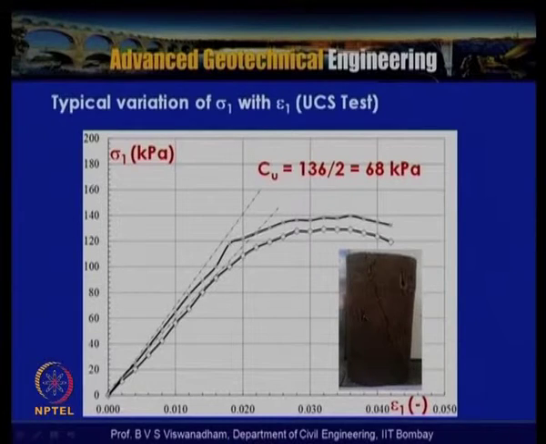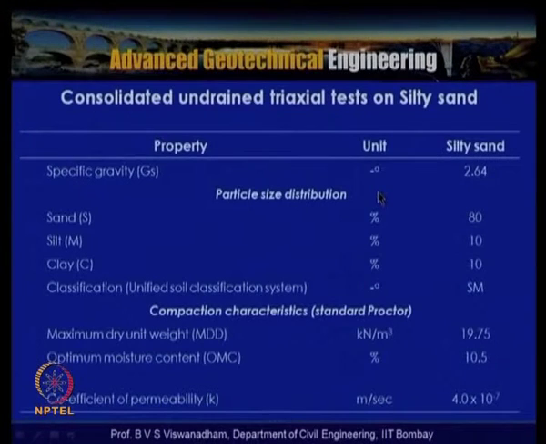So you can see that the sample where the failure surface is, is inclined like this, and you can see that this is sigma 1 and this is epsilon 1. The average of these two values, which is the deviator load, sigma 1 by 2, gives 136 by 2, which gives the undrained cohesion of the soil sample. In this case this is a partially saturated soil, a silty clay type of sample, where the undrained cohesion is about 65 kilopascals.